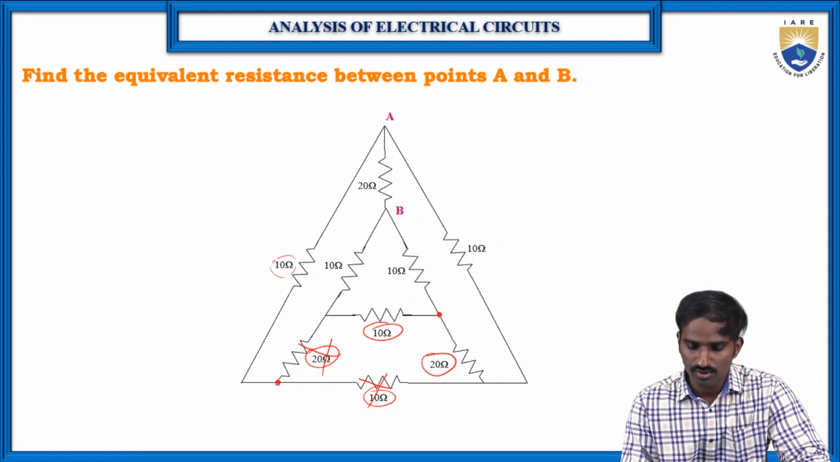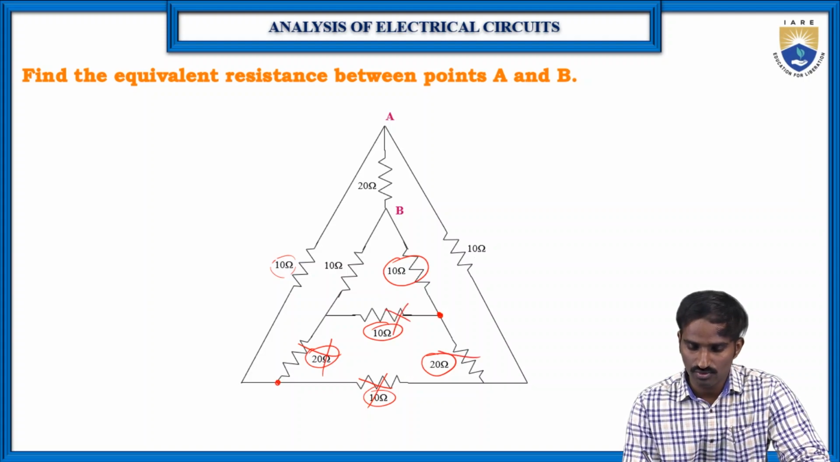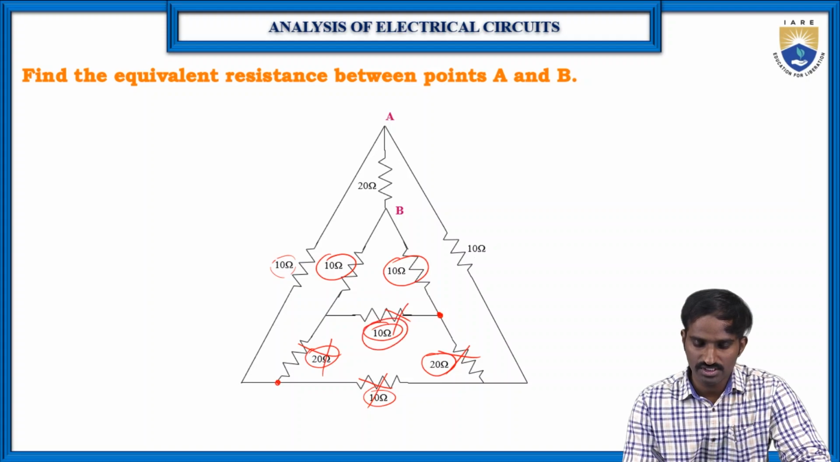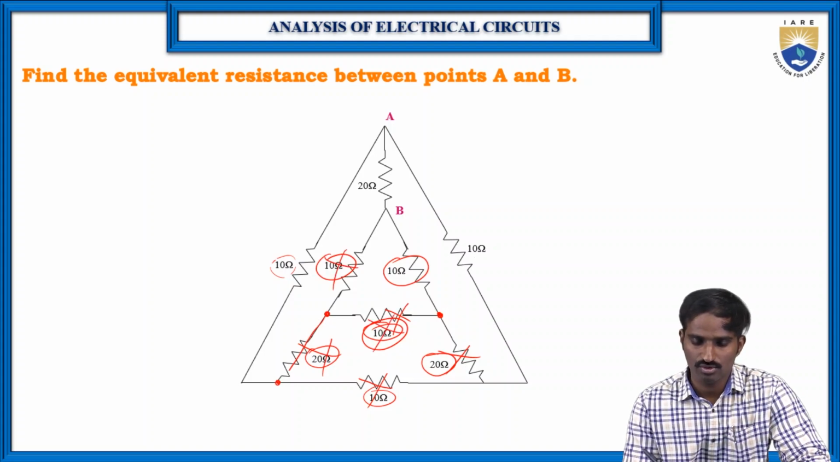Again here also there is one common node, but this common node is connected to this 10 ohms. So we cannot define these two also. Let us take this 10 ohms and this 10 ohms. Again here also one common node, but this common node is connected to another resistor. So this combination is also not possible.